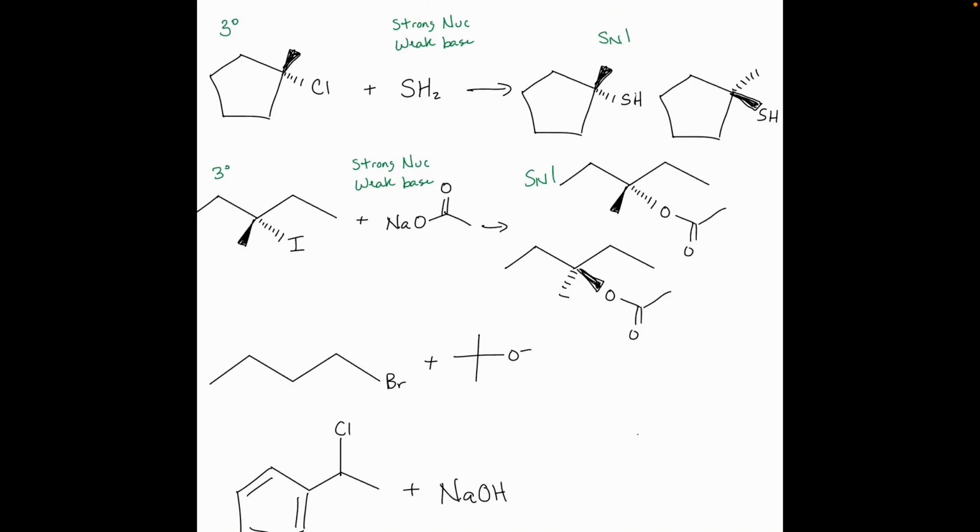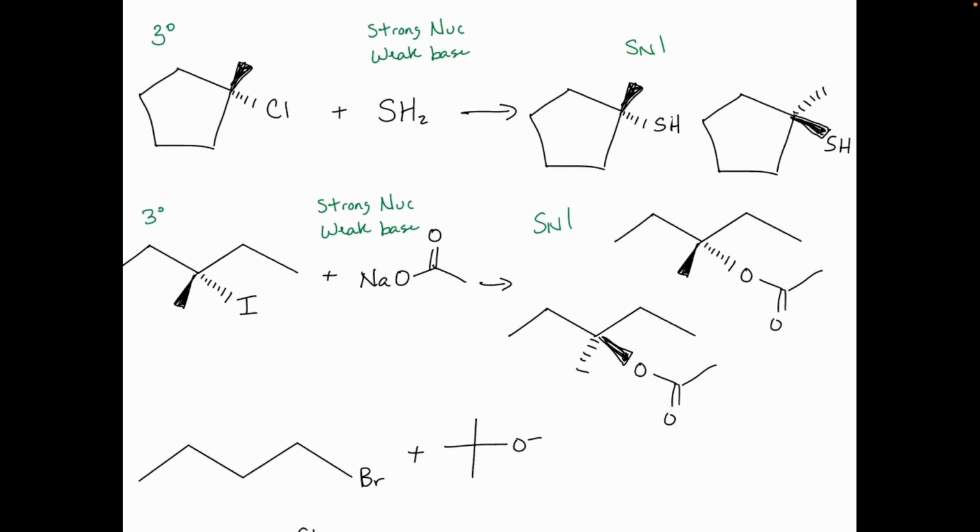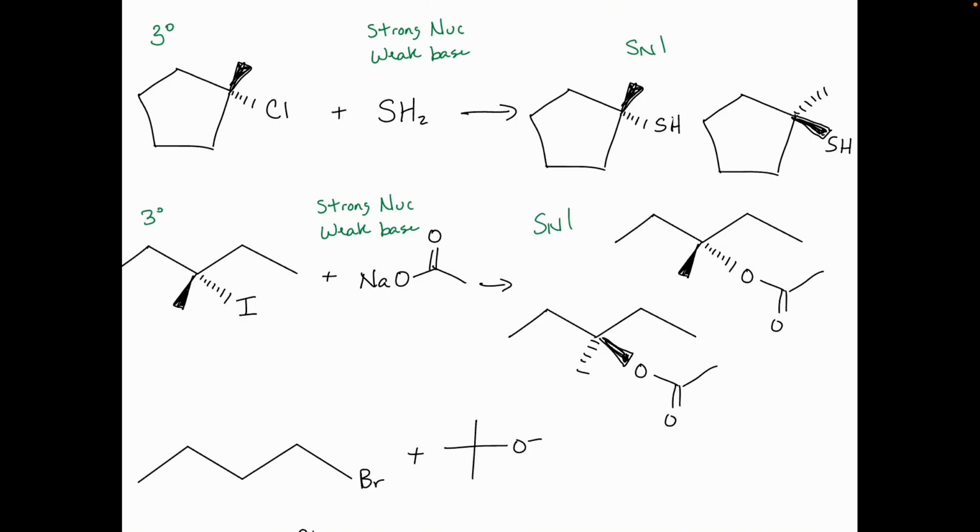All right, so those first two were both tertiary alkyl halides reacting with a strong nucleophile but a weak base. And so I would have SN1 for both of those, and so I'd have to draw my two substitution products. The first one's a little bit easier to see what's being attached to your molecule here.